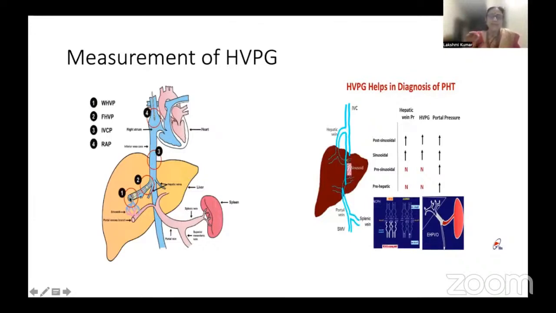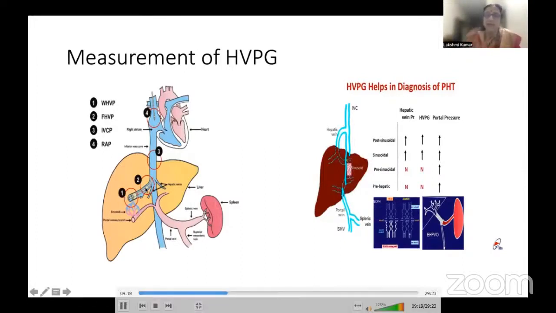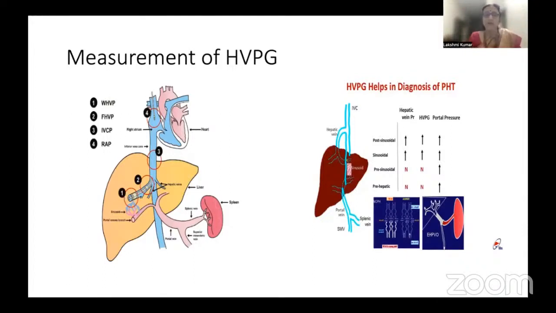And as you pass it distally, you wedge, like you would wedge for a Swan-Ganz catheter. That is called the wedge hepatic venous pressure. Now, the hepatic venous pressure gradient is given by the difference of the wedged hepatic venous pressure and the free hepatic venous pressure. And that is a value that you use when you're talking about a patient with portal hypertension.